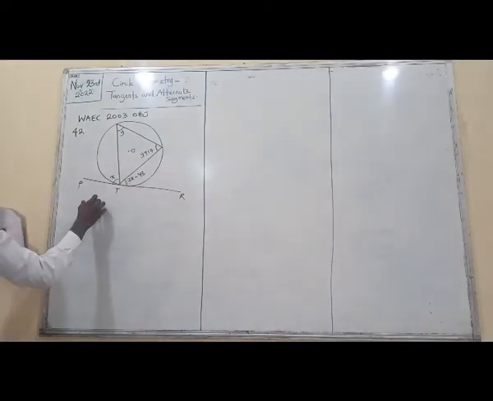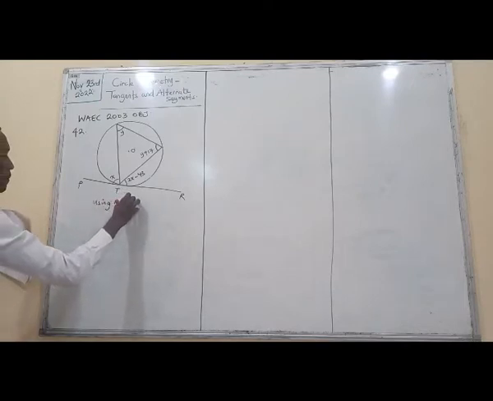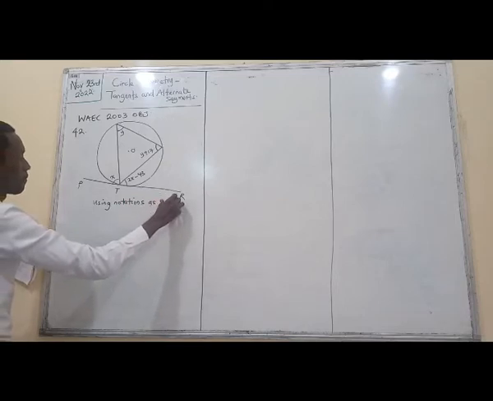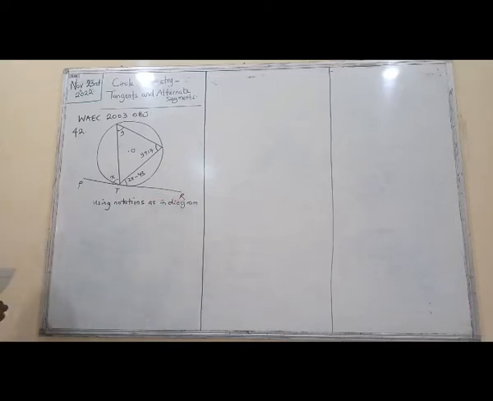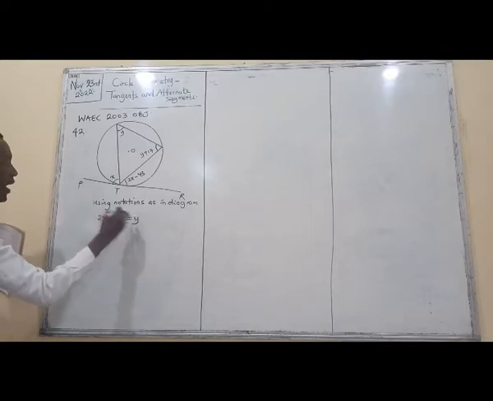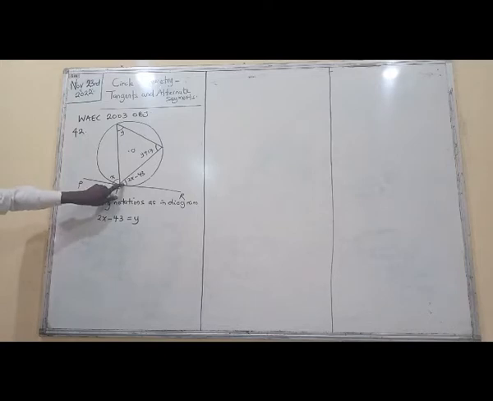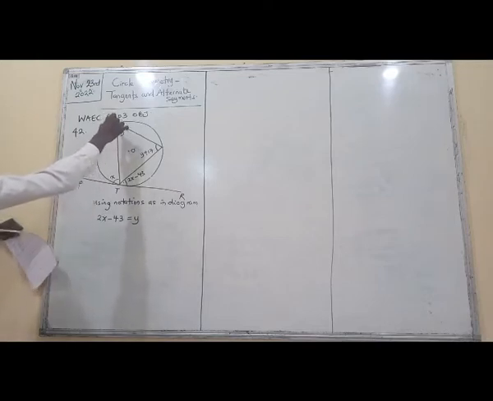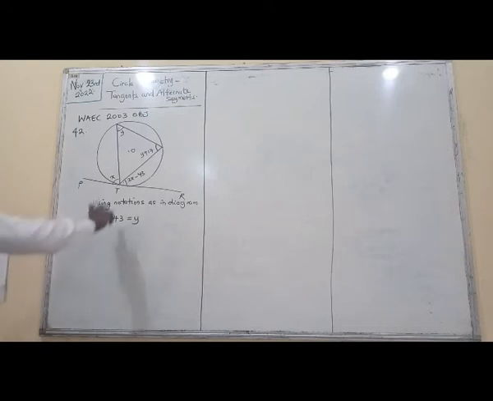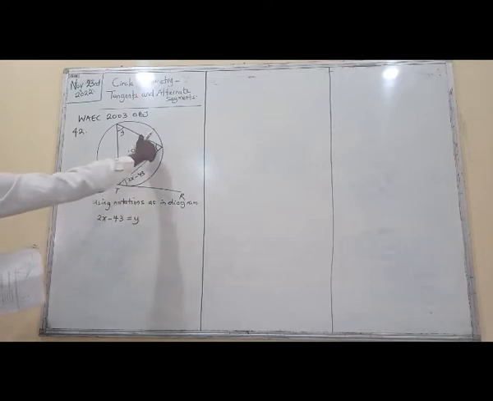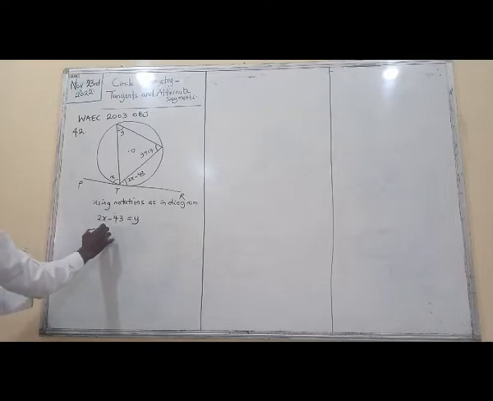Looking at a diagram, using notation, we would have a setting where 2x minus 43 is equal to y. By the concept of alternate segment, this angle here will be equal to this angle here. The angles must look as though they are corresponding. So look at this and look at this. Now, this angle here will be equal to this angle here. So I'm going to have that y plus 17 will be equal to x.